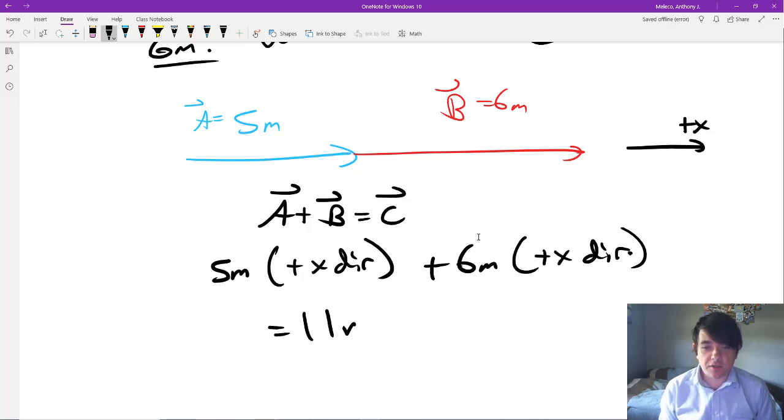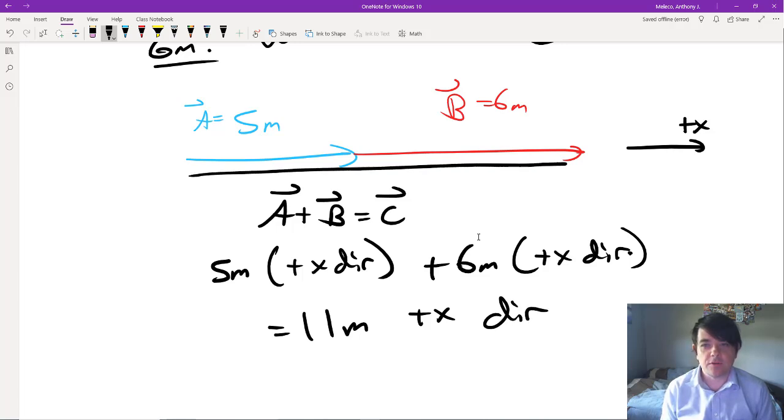This equals 11 meters positive x direction. And so you would get a vector C that kind of looks like this, okay, which is 11 meters positive x, okay?